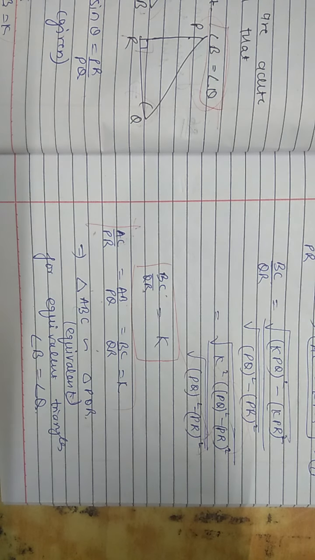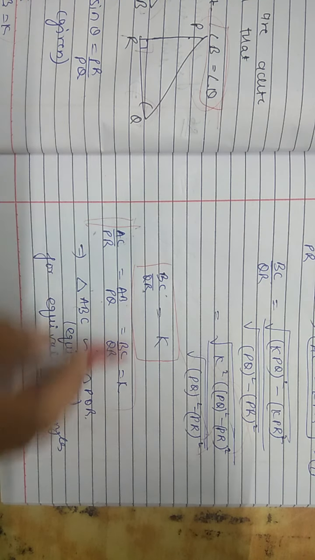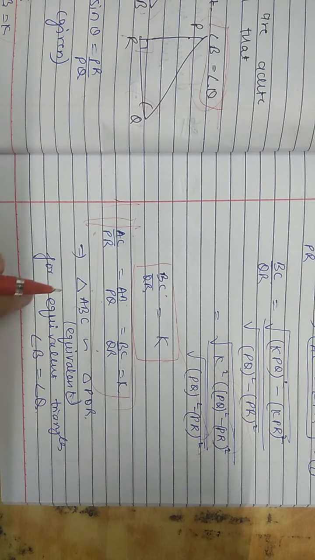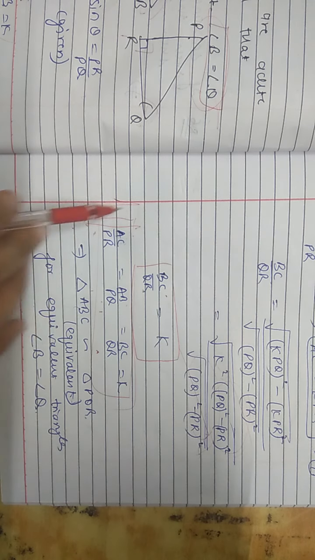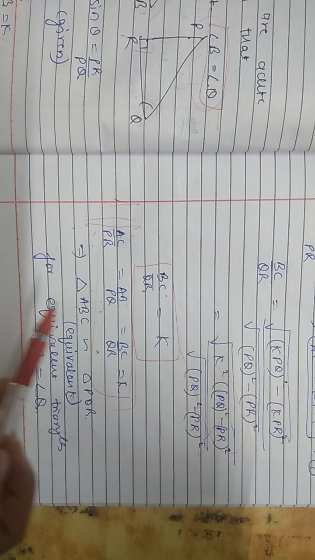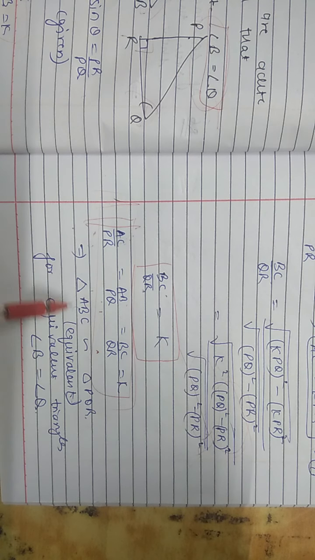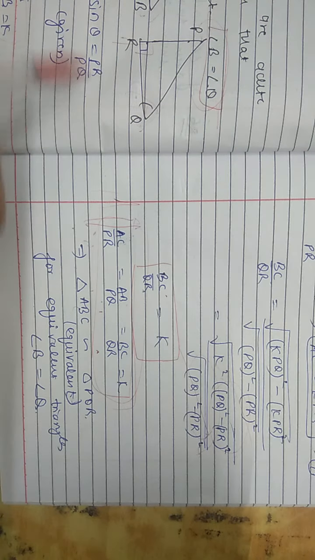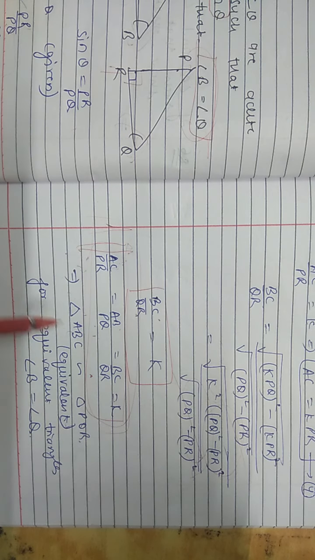So we'll apply the theorem. We will study this in the triangles chapter: if the ratios of the sides of two triangles are the same, then the triangles are said to be similar. For this chapter, just remember this theorem. Here also, since all these ratios are the ratios of the sides of these two triangles, we can say that triangle ABC is similar to triangle PQR, and so for similar triangles angle B equals angle Q. Hence this theorem is proved.